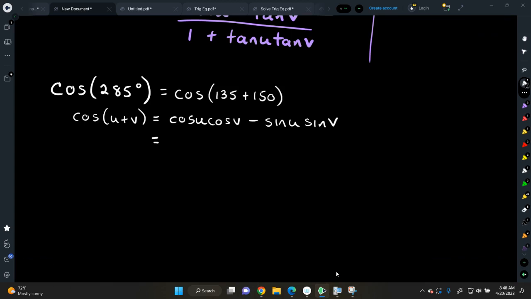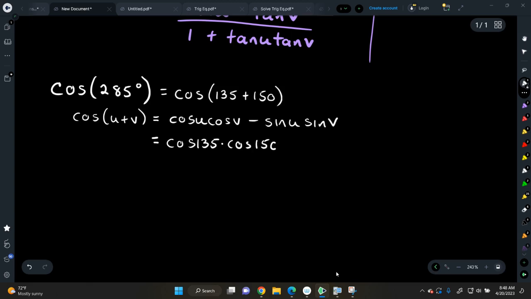All right. Okay, so let's see. What's this going to be? Cosine of 135 times the cosine of 150 minus sine of 135 times the sine of 150.